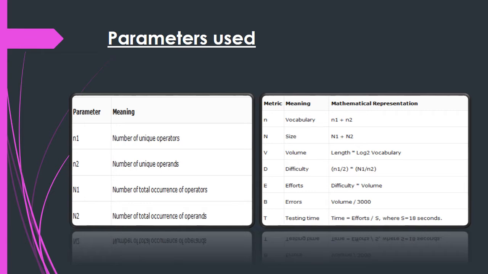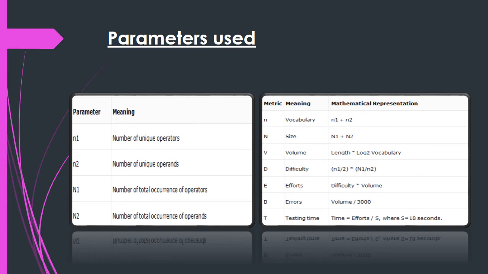Then the capital N2 is the number of total occurrences of operands. That means when we talk about a single variable, let's say A or a variable B, how many times that particular variable has occurred inside the source program, that is N2, the number of total occurrences of operands.